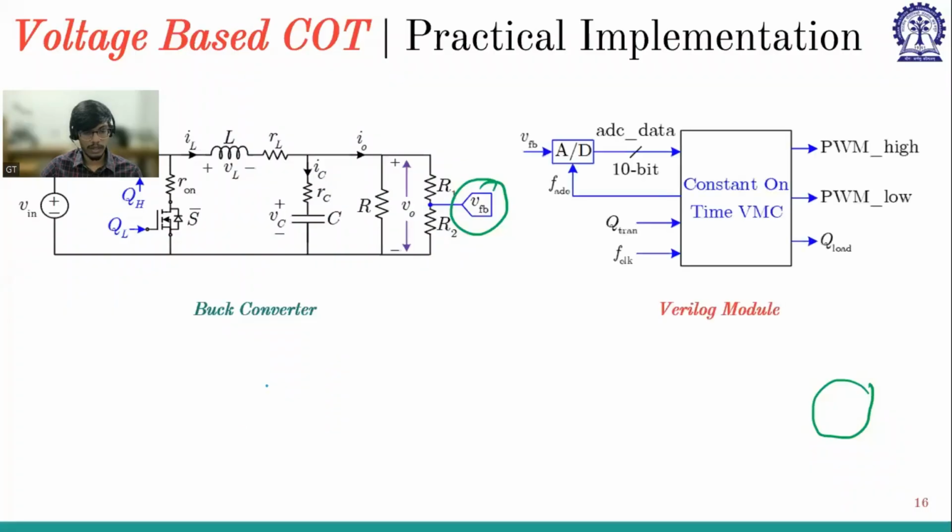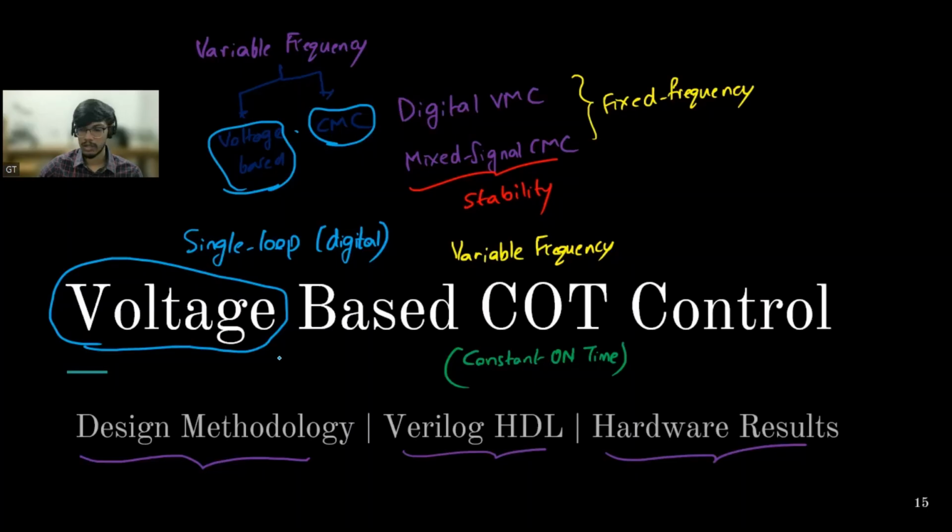Sir, can I say that in current mode control both load and input will be controlled? Load and input in what sense? Input voltage is not in our control. Output load current is also not in our control. But both will be monitored.